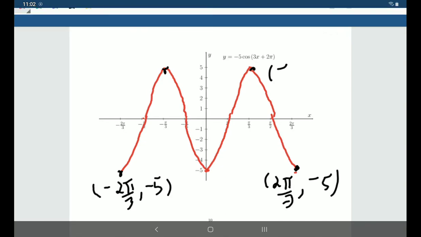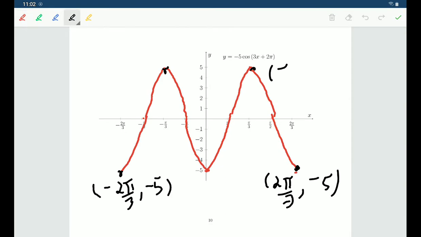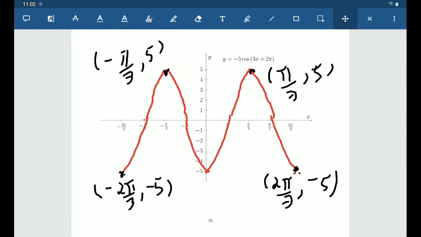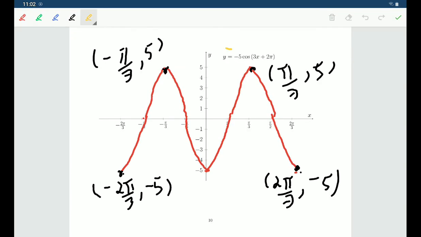All right, so we have up top, that would be pi over 3 with positive 5. And this coordinate over here on the left, that's negative pi over 3 with positive 5. And those would be my points that I've labeled. And also notice that I have my equation labeled. This time I had it typed in already in advance.